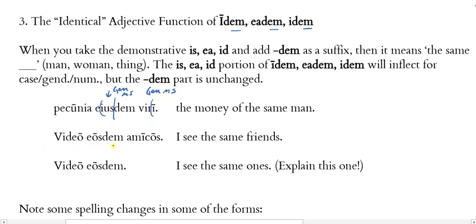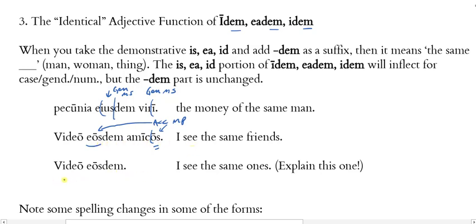Video eosdem amicos. Okay, so I see, amicos is what case, gender, number? Accusative masculine plural. I see the friends. But I want to say I see the same friends. How do I do that? I take the forms of is, id, and add dem, right? But I have to inflect that front part for the right matching case, gender, number of the noun that's being modified. So I want the accusative masculine plural here as well as here. So that's why I'm using eos. Okay? So I see eosdem, the same, amicos.